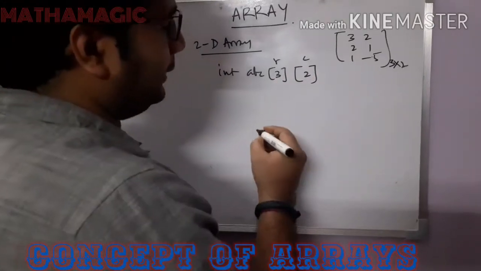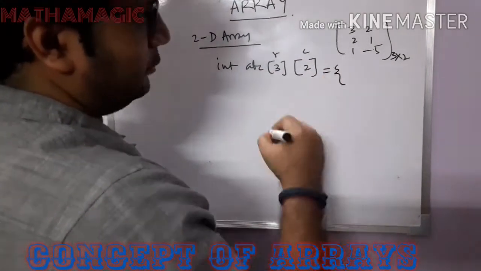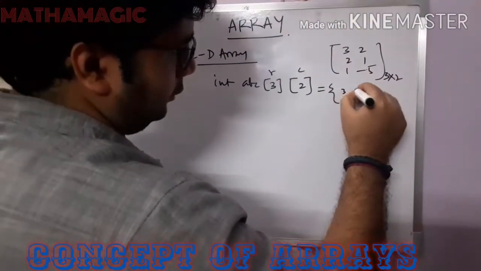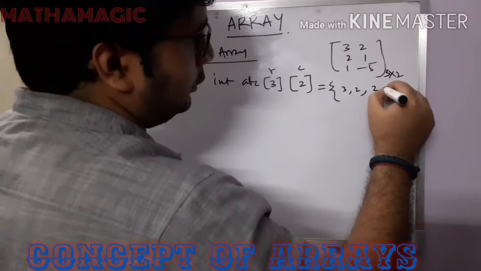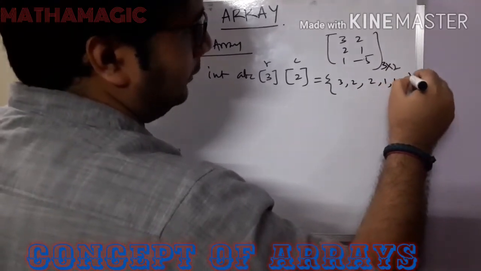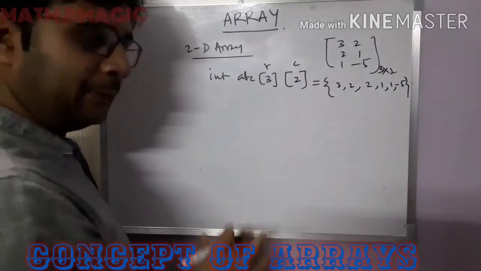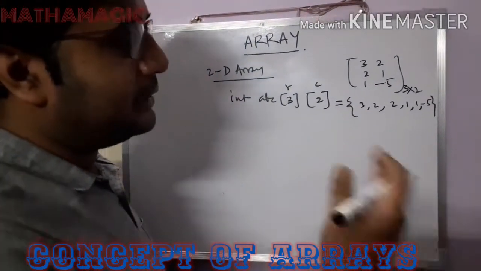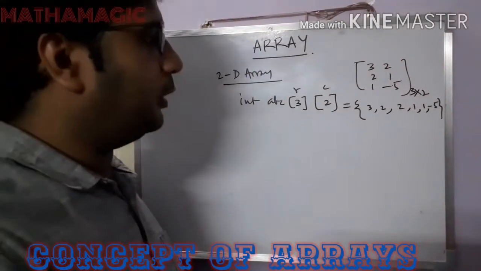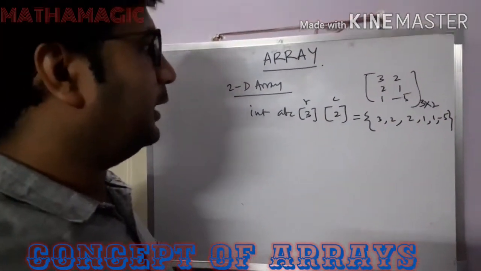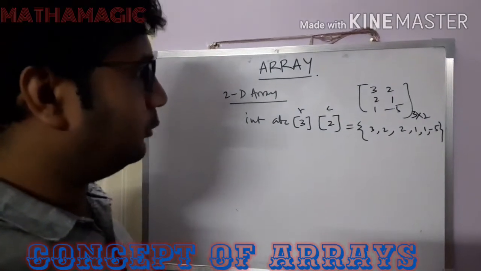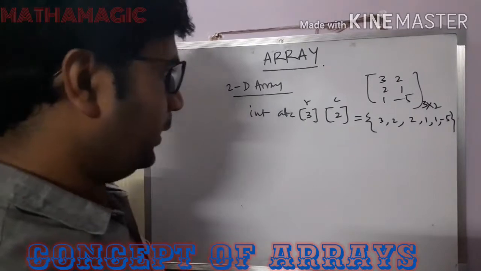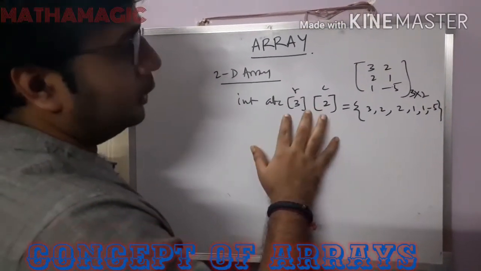In case of writing this, we can directly write the values like this: 3, 2, 2, 1, 1, minus 5. This is how we can write directly, or else we can use for loops for the purpose of taking the values of the variables into our program. We'll see how we can use the for loop. Just try to understand the concept here.